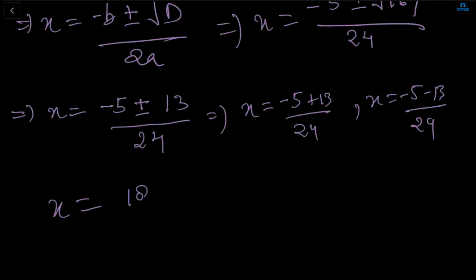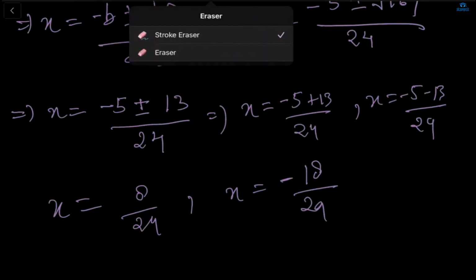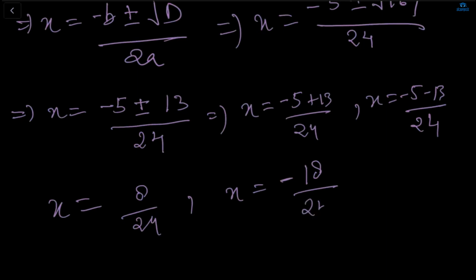18 upon 24, and the x value will be minus, which will give you plus. So 13 plus 5 will give you 28. Wait, sorry. It will be 13 minus 5. Actually here it will be 8, here it will be 18. Okay, 18 upon 24. I have written it in such a way that it looks like 29. Now is it correct? Yes.